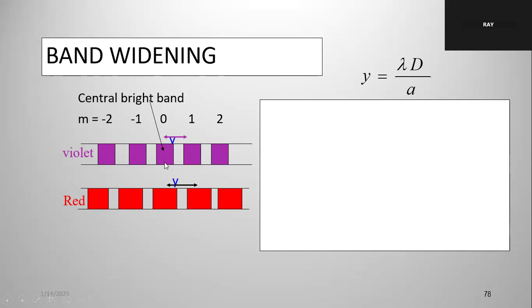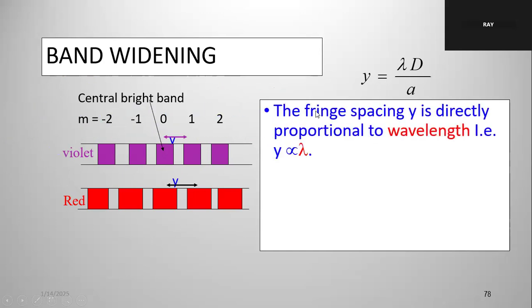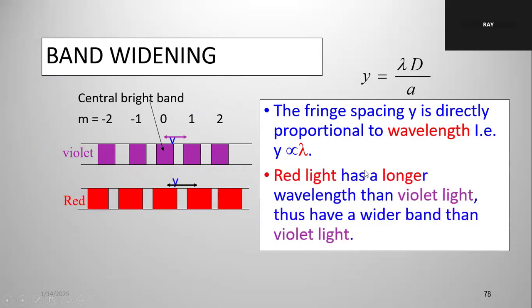Okay. The fringe spacing y is directly proportional to wavelength. Y is proportional to wavelength. Red light has a longer wavelength than violet light, thus has a wider band than violet light. Violet light, smaller wavelength; red light, bigger wavelength. So if you have the two lights together, violet and red, they will overlap. So you will see red and violet together at the same time, the red will be at the side there.